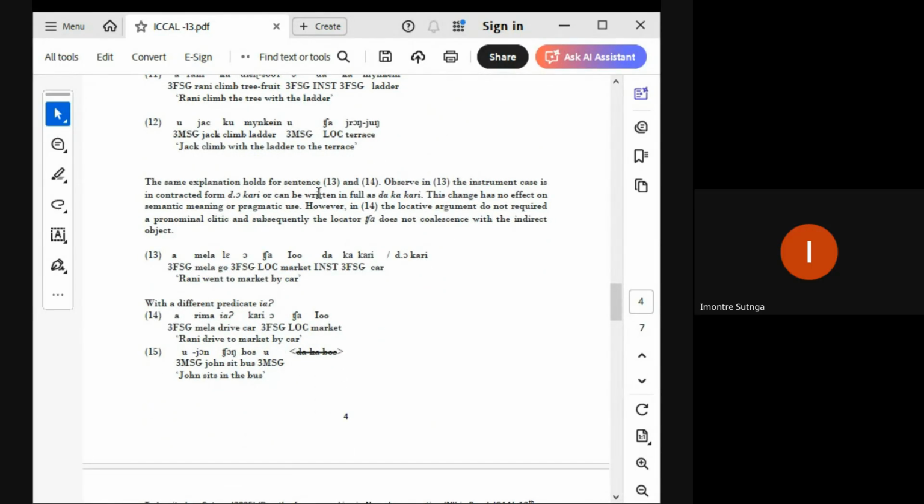The same explanations hold for 13 and 14, but the only difference is that in 14 we use a different predicate ya, that is arima ya kari or chayo ujon chong bosu.